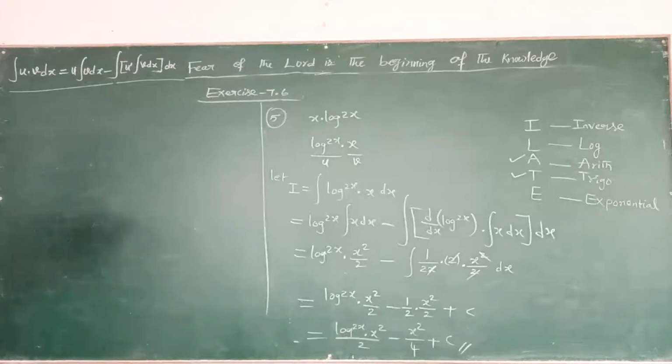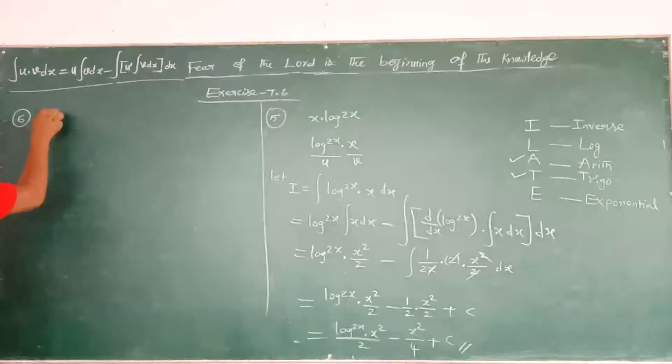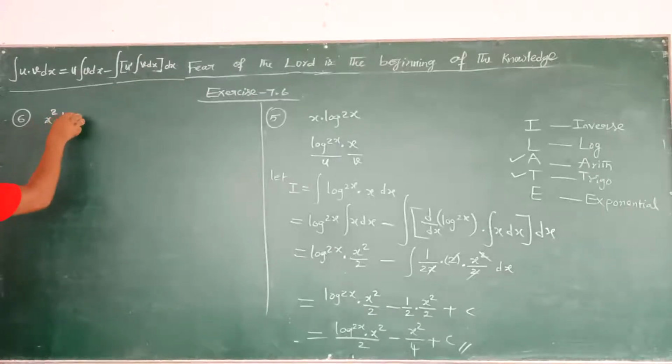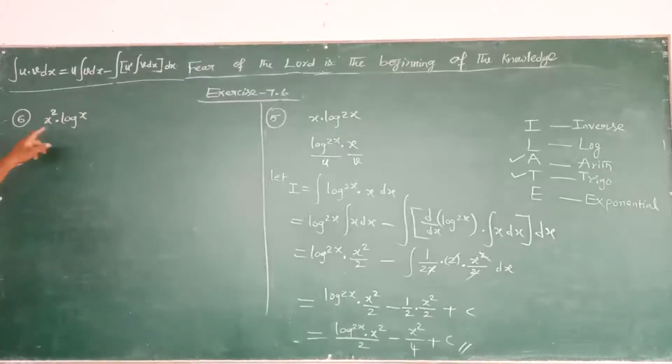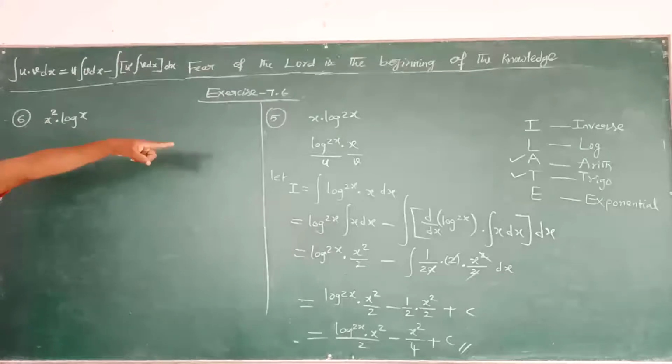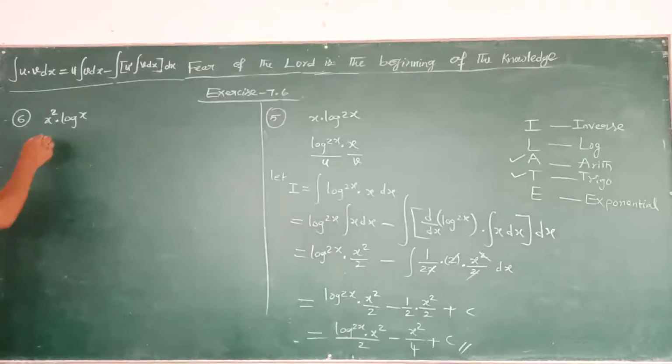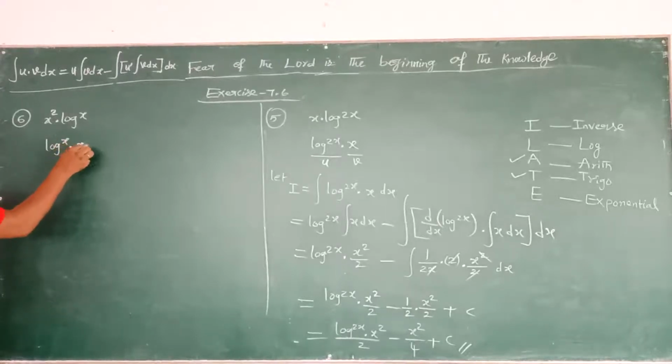Okay, let's go for the sixth. The sixth is x square into log x. So again, always log will be the first. Then it is a very simple question again. This we can write as log x into x square. This should be u, this should be v.